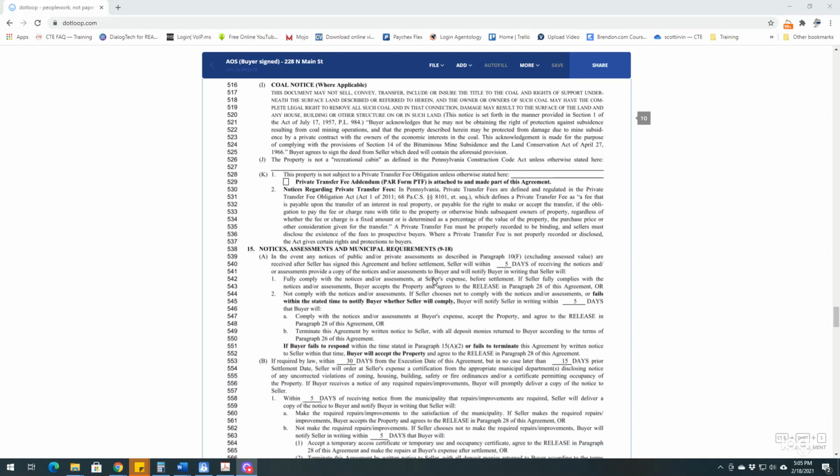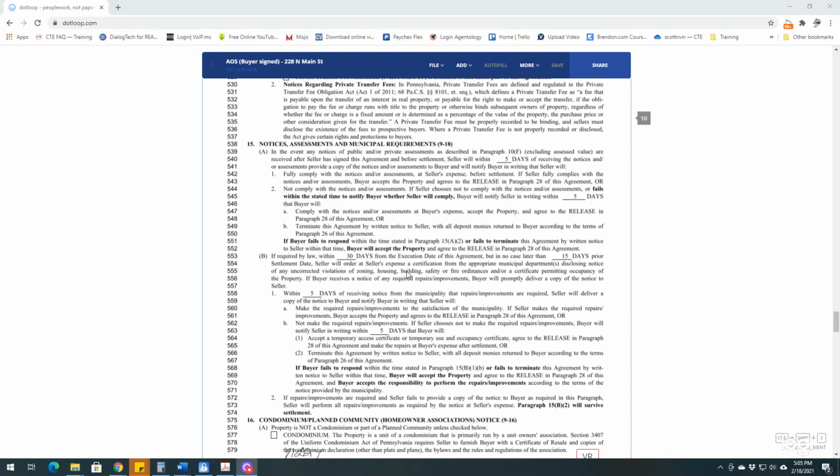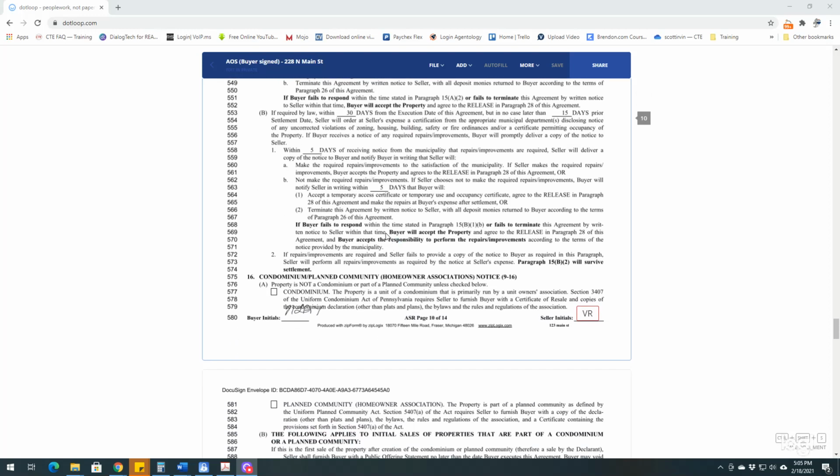Notice of assessments, municipal requirements. If the township or borough where the house is being sold requires a use and occupancy permit, the seller is required to get or obtain that. And it's saying here that if they don't do that, the buyer could walk away, or if there's things the township or borough is requiring they do to get that permit, and they choose not to do that, the buyer could walk away as well. If they do abide by that, the buyer would continue to go to settlement.